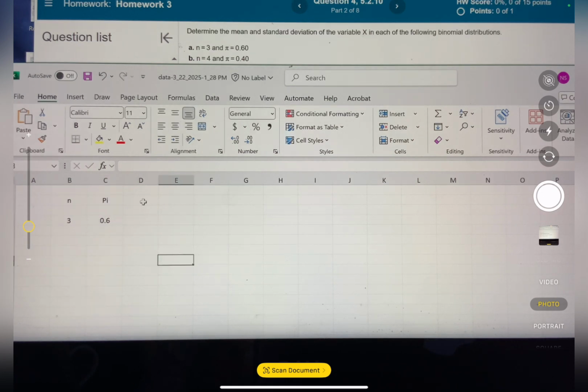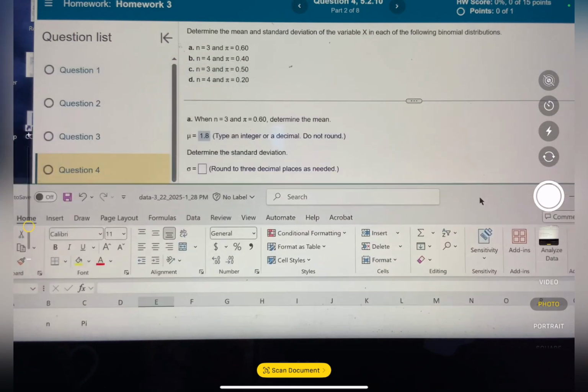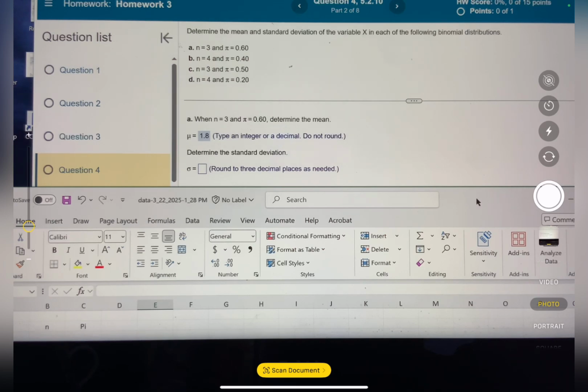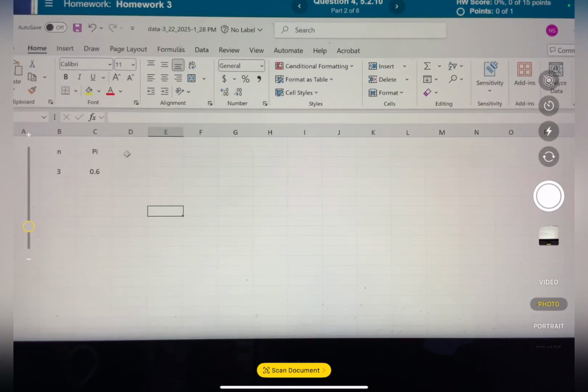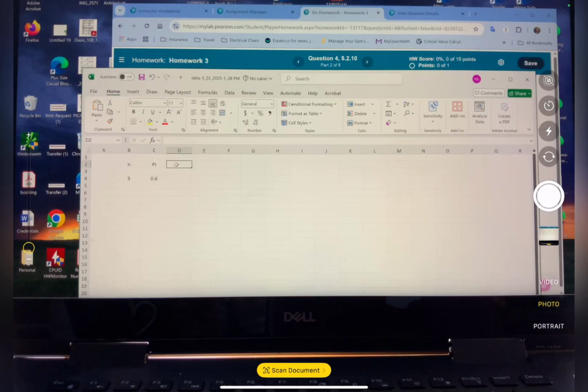So here I'm going to put this symbol mu, which I can't type, so I'll just put mu. I think this is my u. Oh, I put an m. Hold on.